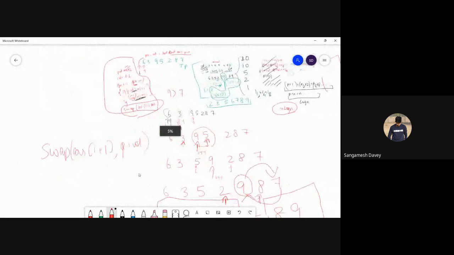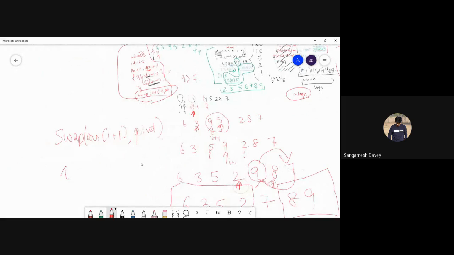Here, I will have 2 pointers: pointer I and pointer J. And then I have the pivot pointer. This much all of you have understood.